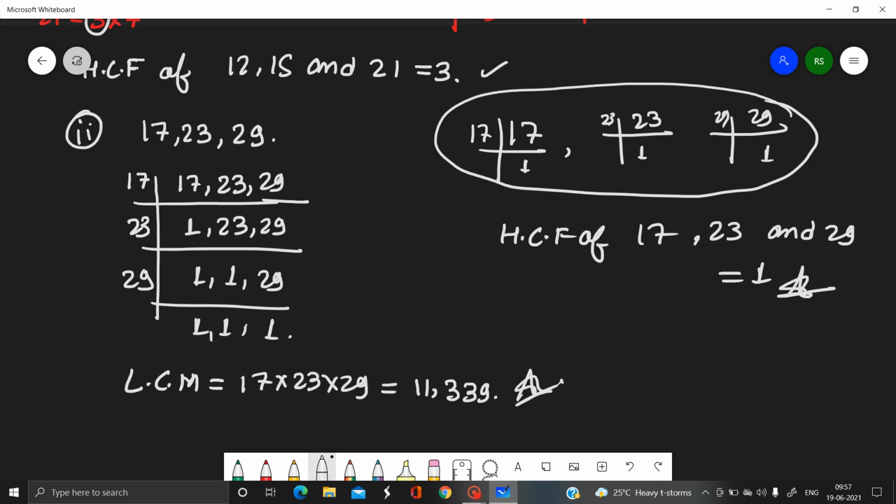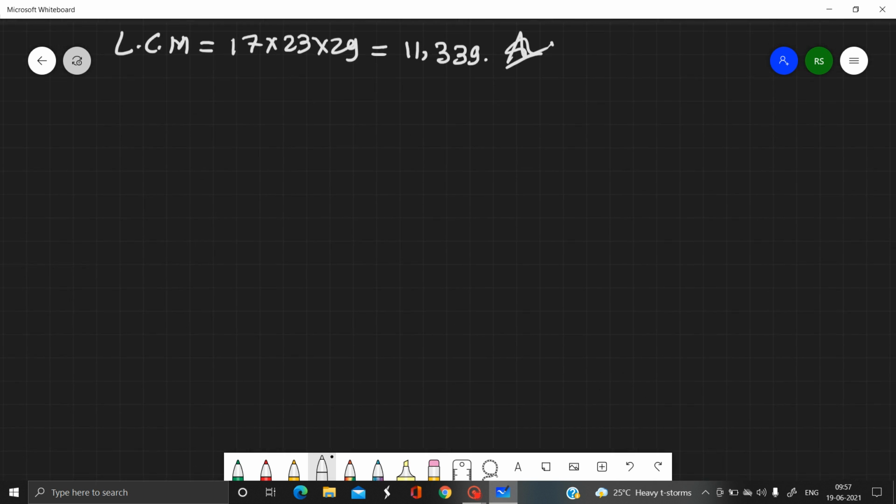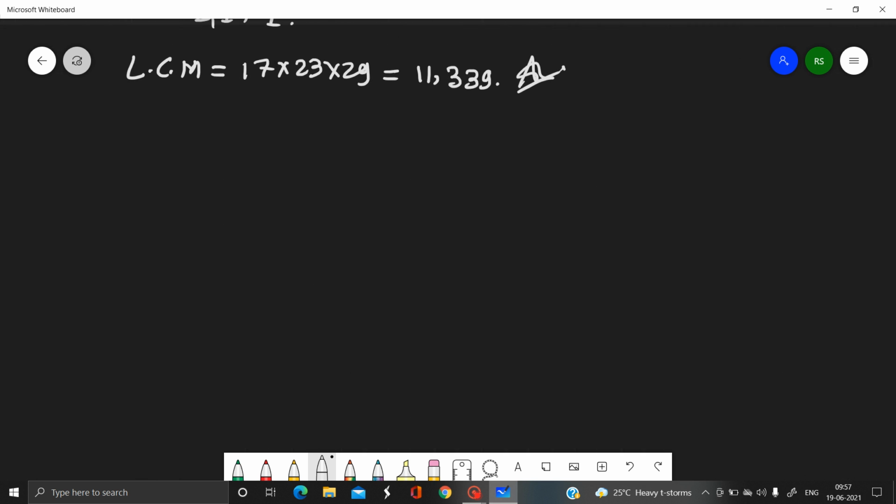Okay. Now comes the next question, question number 3. So the third question is 8, 9, and 25. We have to find the LCM of these numbers and also the HCF by prime factorization.